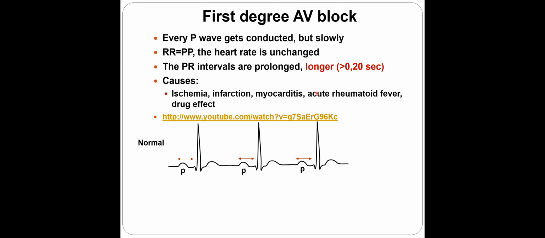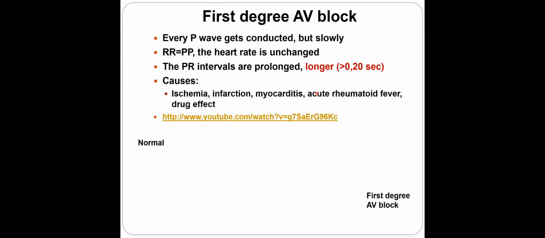Now, of course, normally the PR interval is not constant, but it will never be longer than 0.2 seconds. Of course, the PR interval will depend on the heart rate. If you have a faster heart rate, the PR is getting shorter. If you have a slower heart rate, the PR is longer. And if you are younger, the PR is shorter. In a more advanced age, the PR is longer. Okay, but never, ever longer than 0.2 seconds. So it means one big square.